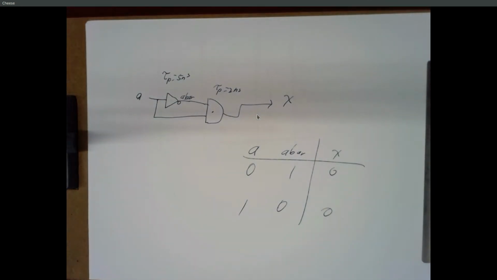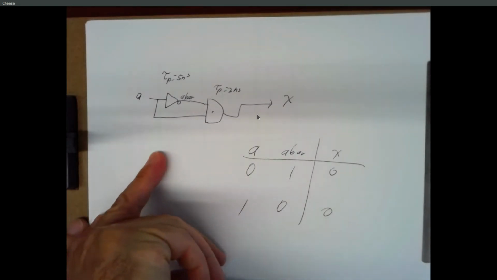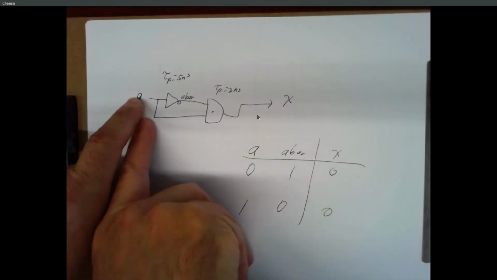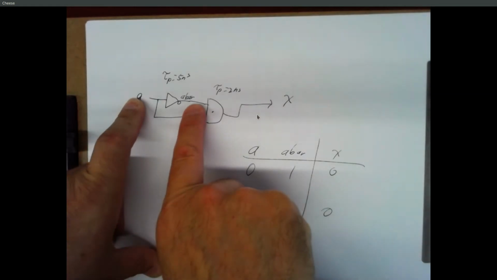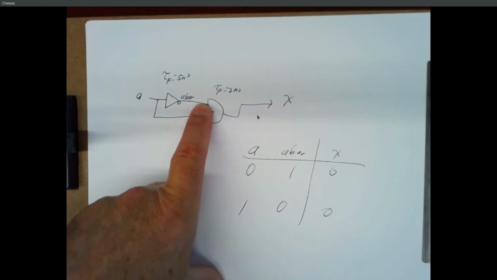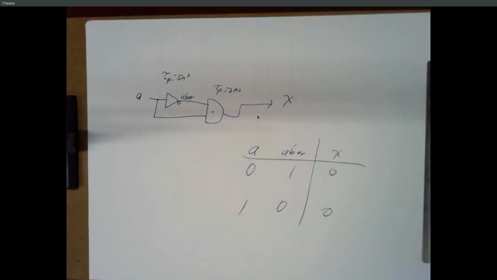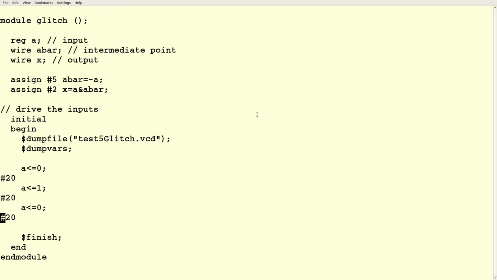And when we worked through this on paper by hand, we saw that this could introduce a glitch, where this might become a 1, but it takes a while for A bar to become a 0, and so for a brief instant in time, we have a 1 and a 1 going into an AND gate, and the output can actually go high. So we can model that with Verilog by just putting these time delays on our assign statements. And now we run this thing from a test bench, which basically says set A to 0, wait 20 nanoseconds, set A to 1, wait 20, set A to 0.